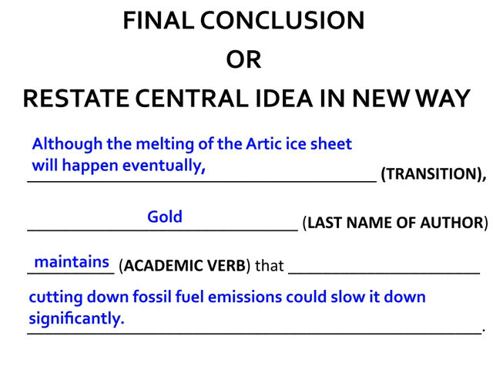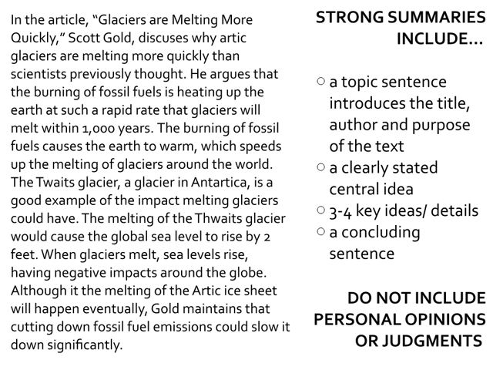Okay, so let's look at my final complete summary. I want us to check that we have all four of my parts and that my summary does not include personal opinions or judgments. So in the article, Glaciers Are Melting More Quickly, Scott Gould discusses why Arctic glaciers are melting more quickly than scientists have previously thought. There's my topic sentence. I'm including my title, my author, and the purpose of the text.